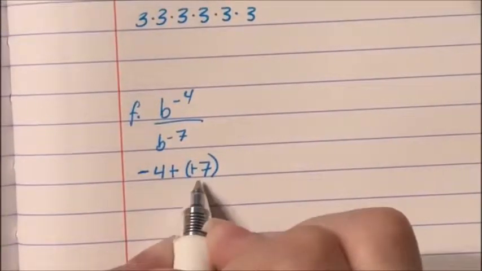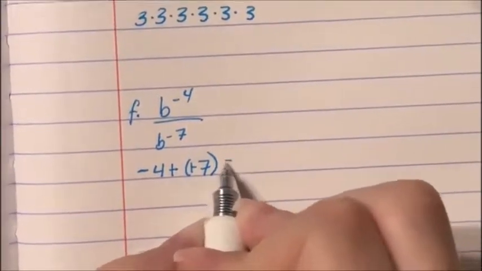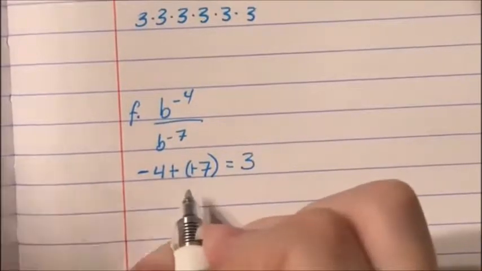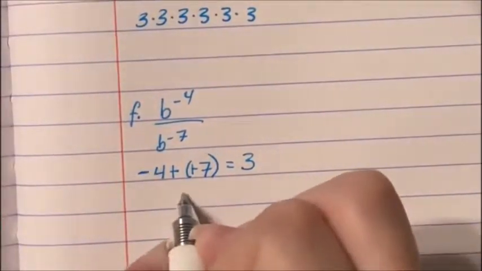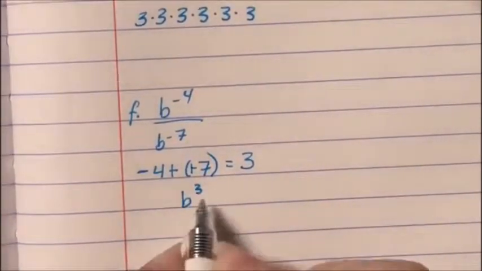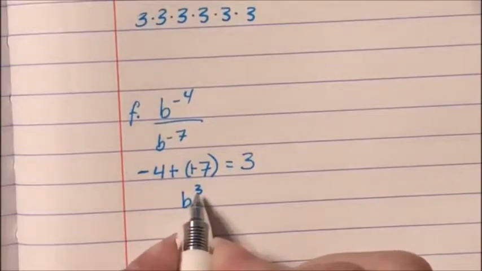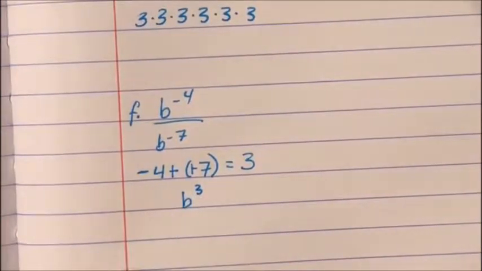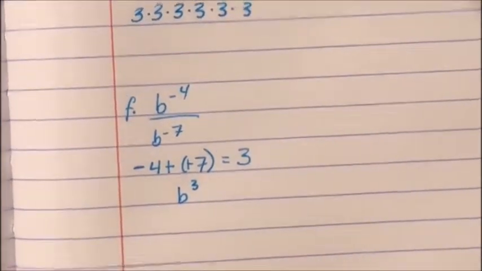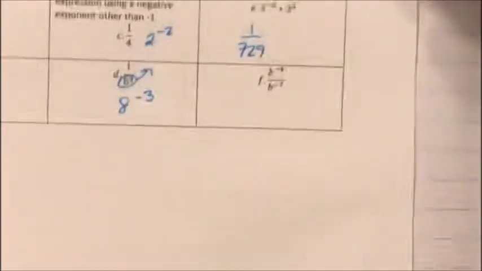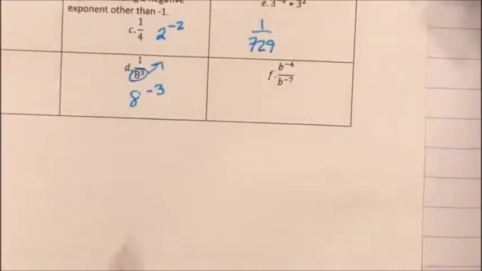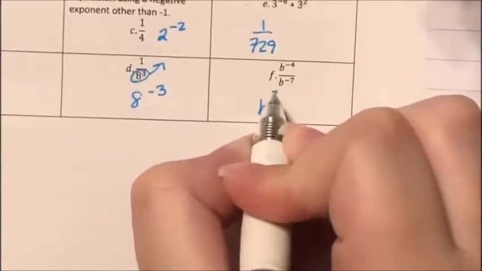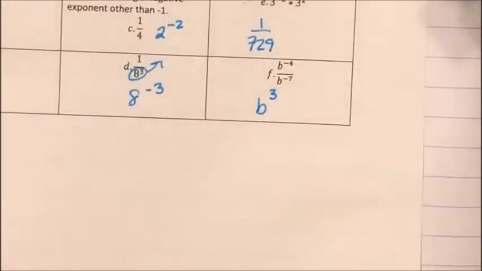So now I have negative 4 plus 7, which gives me 3, which is the same thing as saying b to the third power. My exponent is positive, so I don't have to do anything else to it. I have nothing to evaluate because I have no whole numbers. So for F, my final answer is going to be b cubed. And that is the end of lesson 5.